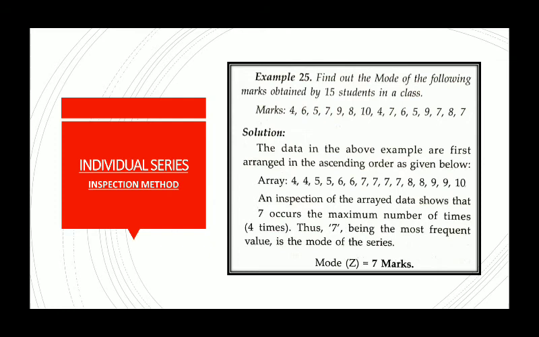So it simply shows that number 7 is occurring the maximum number of times, which is 4 times. So we can say that 7, since it is the most frequent value, is the mode of the series. It's very simple, as the name suggests, it is the inspection method. So simply we can say that it is the mode.